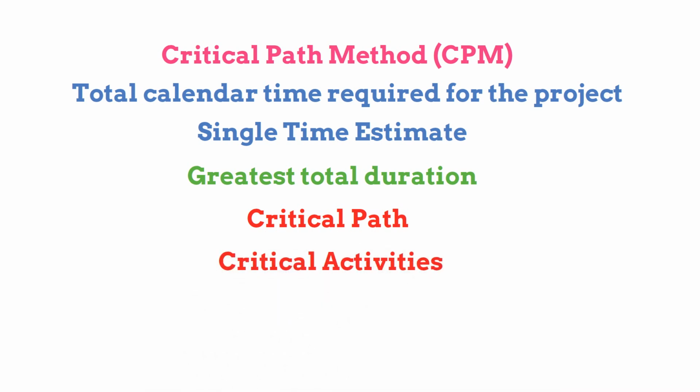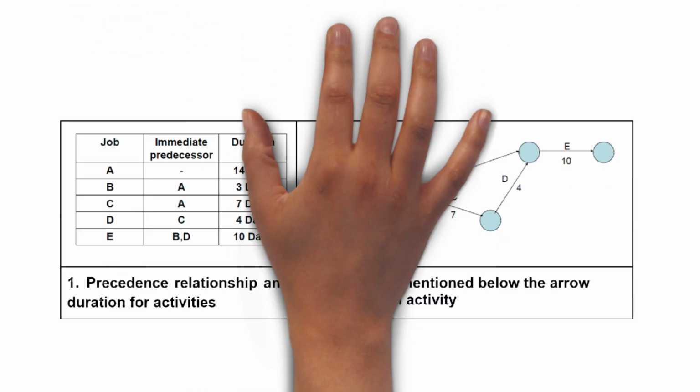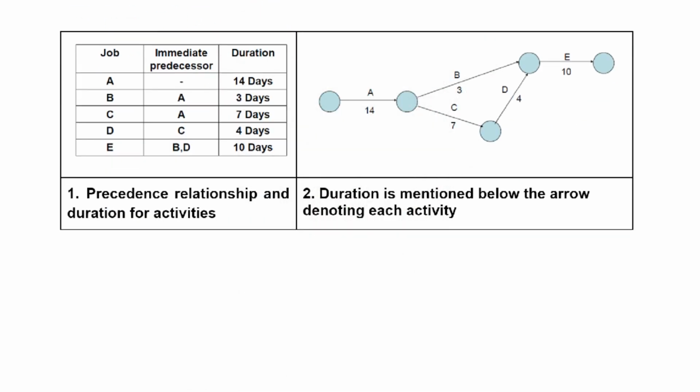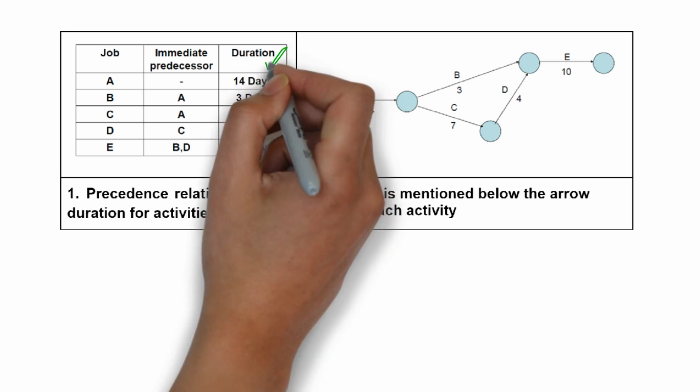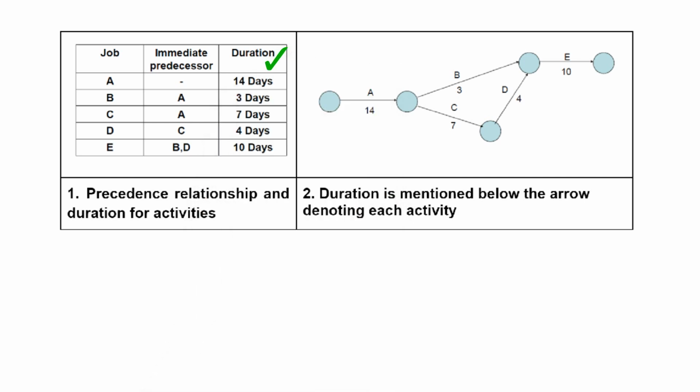If activities outside the critical path speed up or slow down, within limits, the total project time does not change. The amount of time that a non-critical activity can be delayed without delaying the project is called float or slack time. Let us understand this with an example. In this figure, the table shows the precedence relationship and duration for activities. A network diagram has been prepared for the same.